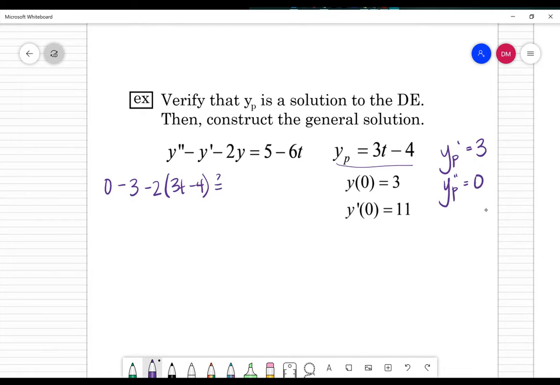We want to see if that's equal to 5 minus 6t. So it looks like I get negative 3 minus 6t plus 8. I combine my negative 3 plus 8, and it looks like I do, in fact, get 5 minus 6t on the left. And so, again, I won't verify for the second one. That's the main idea behind verifying there.